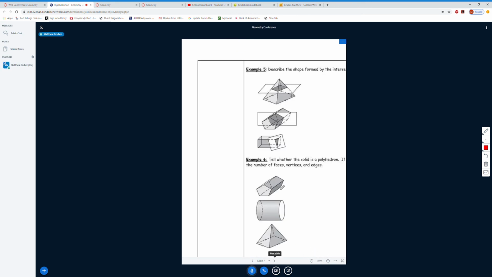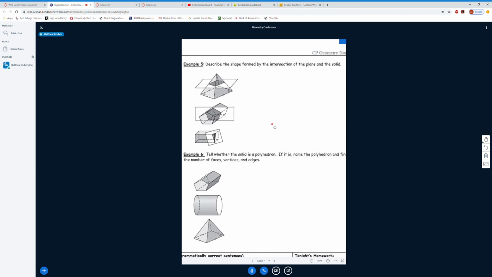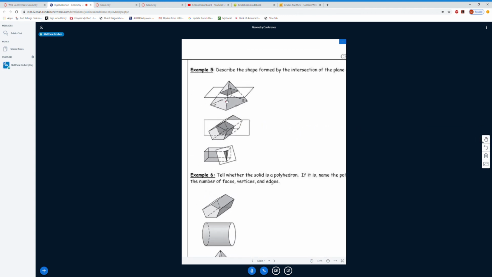All right. Next couple problems. Describe the shape formed by the intersection of the plane and the solid. Well, this cross section here, the bottom is a rectangle, so that cross section is also going to be a rectangle. This cross section, the end is a pentagon, that's going right through. That is also going to be a pentagon.